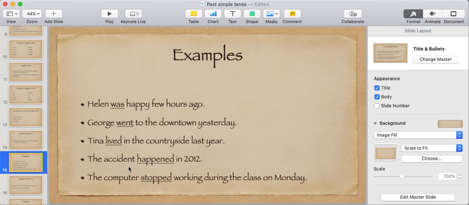The accident happened in 2012. Or the computer stopped working during the class on Monday. So you see all these situations happened in the past. As I can say, you see, they changed the form or they add -ed as we talked about earlier.